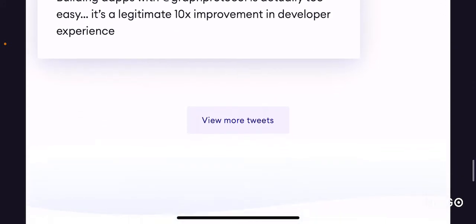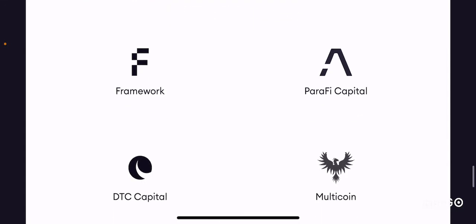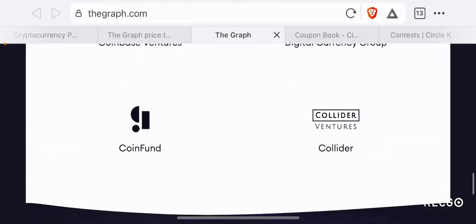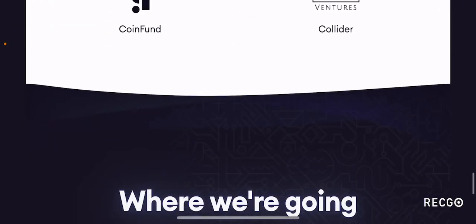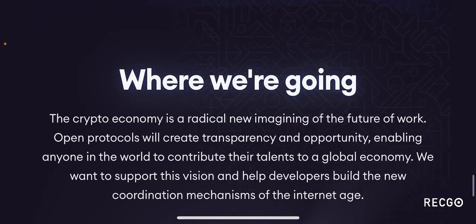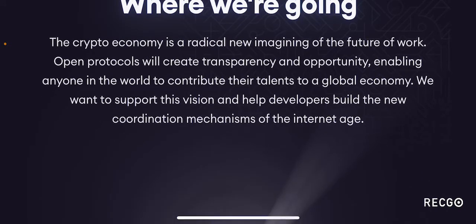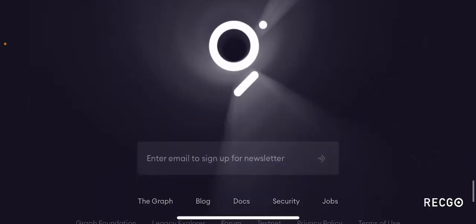And here are some of the tweets about the Graph protocol. It's backed by, again, these are the investors that we covered before. It's also backed by Coinbase Ventures, so that's something that's pretty well known at this time. Where we are going, so here is the future vision statement here.